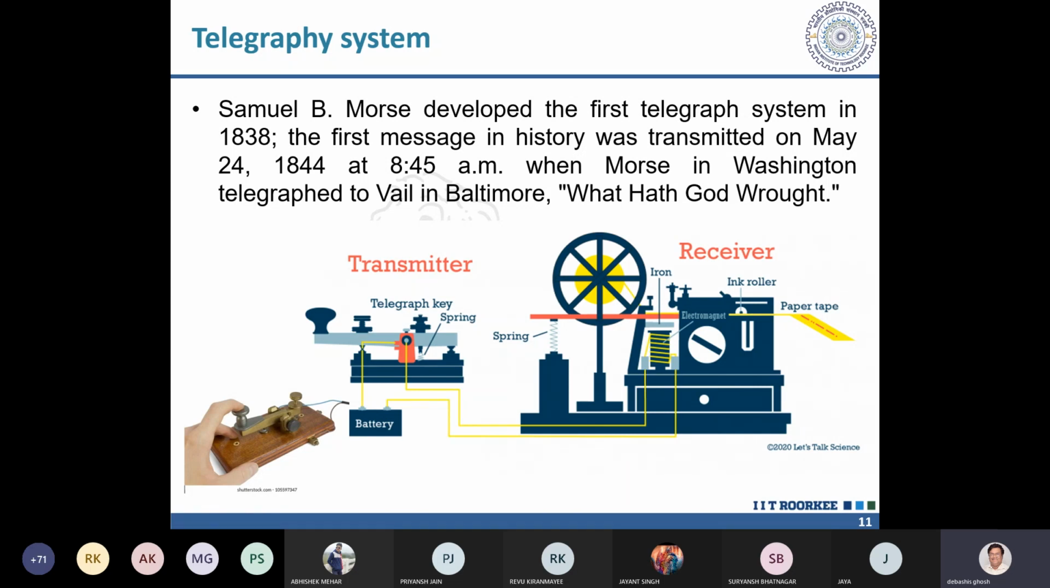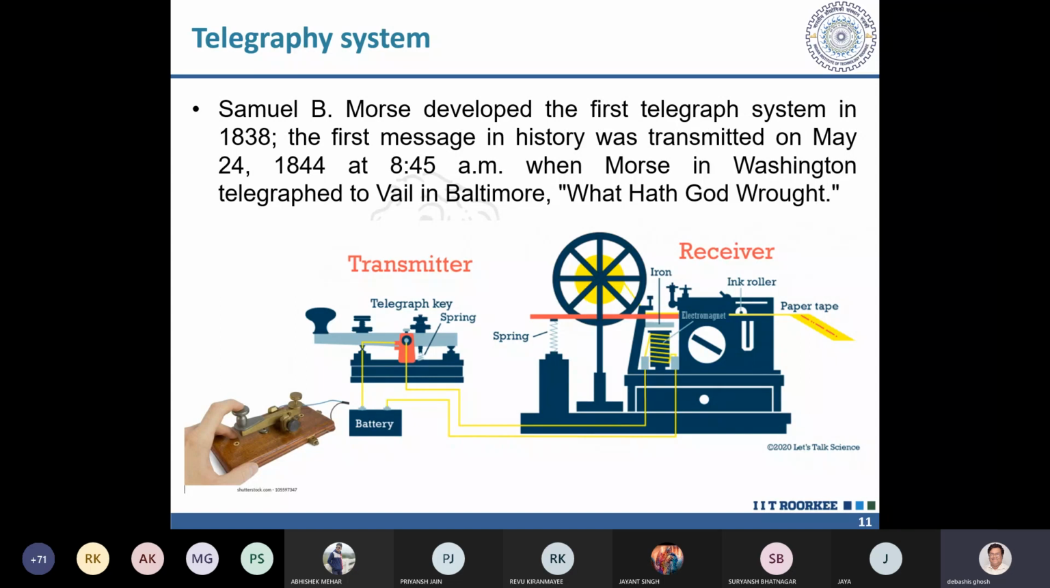Okay, it will be briefly for just that pulse duration, this ink roller will come down. So on this paper tape you will have one impression of a dot, and if a longer pulse corresponding to a dash is received here, this electromagnet will be magnetized for a longer duration, the ink roller will come down for a longer duration, which is more or less 3 times the duration of the dot, and so you will have one dash printed on the paper tape.